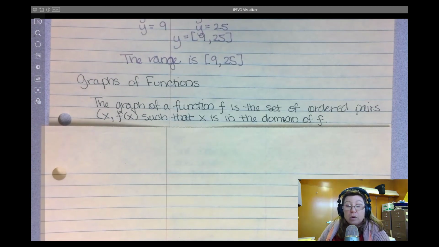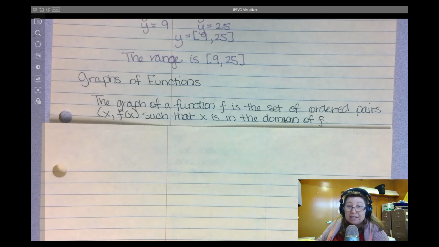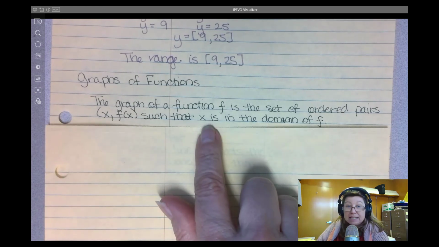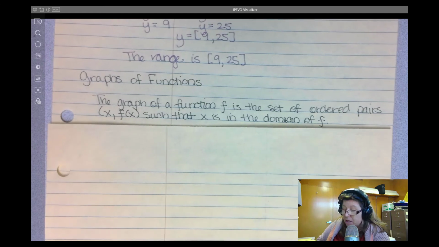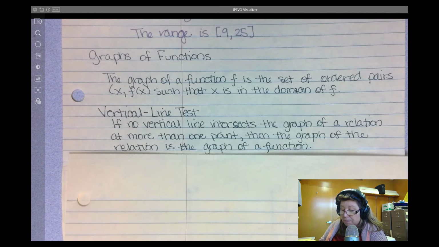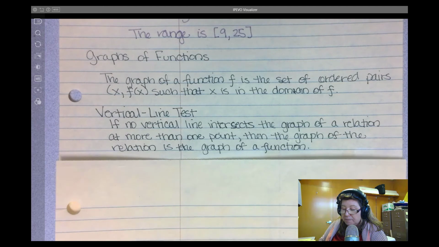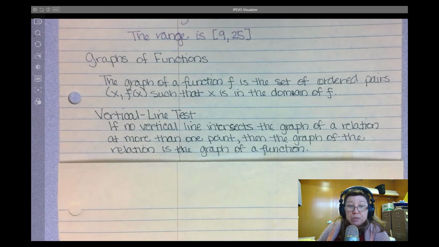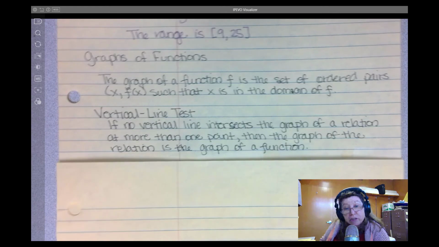We're looking at our ordered pairs of x and f of x such that x is in our domain of our function. Now we have a rule that we can abide by when we have a visual representation of a function, which means a graph. If no vertical line intersects the graph of a relation at more than one point, then the graph of the relation is a graph of a function. Sounds like a lot of words to mean something very simple, which math usually does, right?